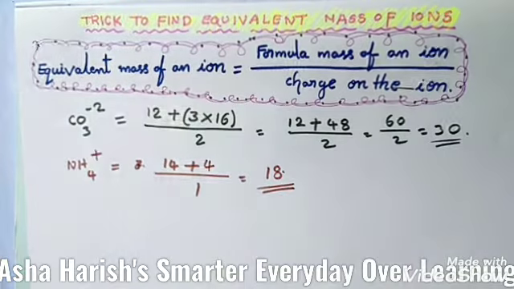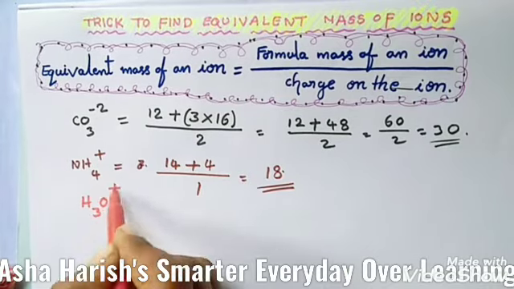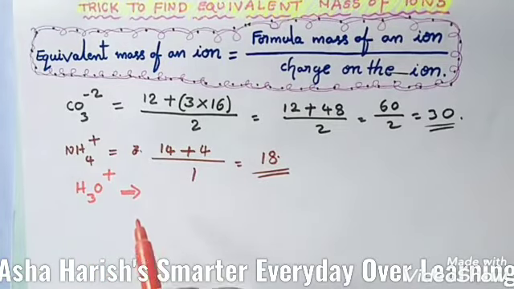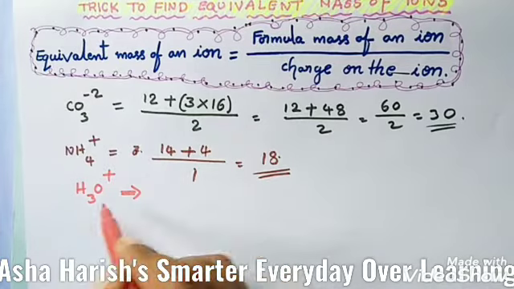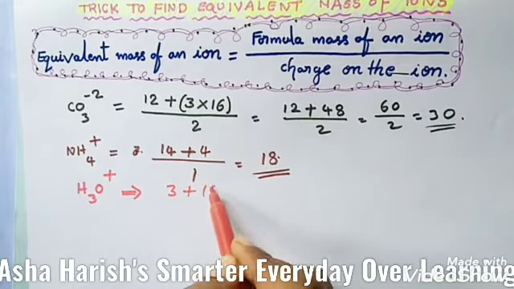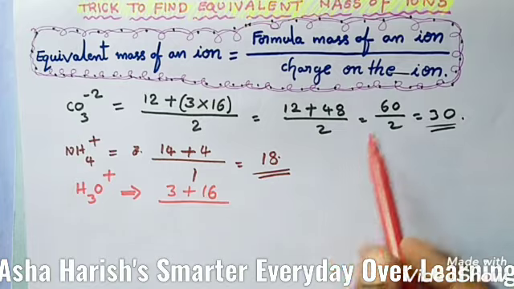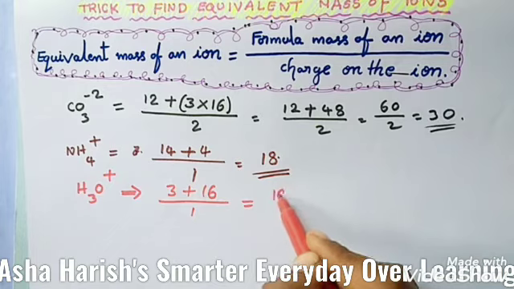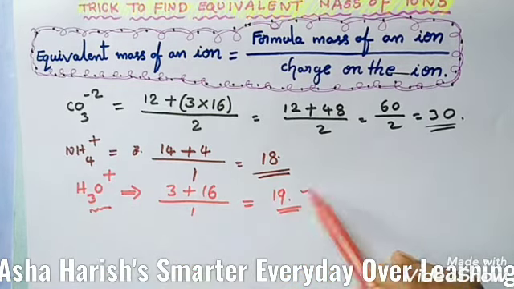Let us see the next example now. Find the equivalent mass of the hydronium ion, nothing but H3O plus. Hydrogen and oxygen, these two elements are present here. You can observe that there are 3 hydrogens plus only 1 oxygen, whose atomic mass is 16, divided by the charge on the ion, which is 1. So 19. You can say directly that the equivalent mass of the hydronium ion is 19.